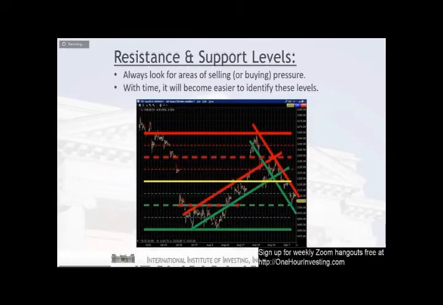That will help you pick out where to draw your green and red resistance and support lines. And now, what do you do once you've identified those levels? How does it actually help you? How can that help you decide what will happen next?